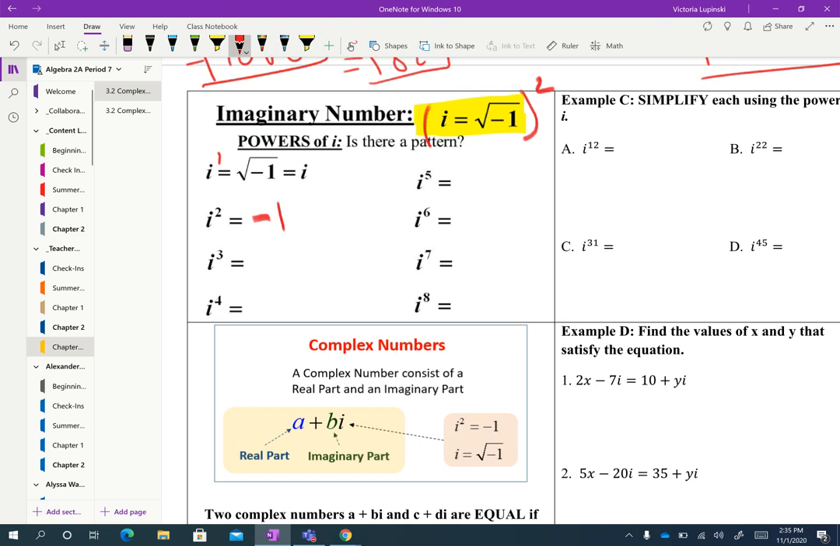I to the third, you could break into I squared and I to the first, because 2 plus 1 is 3. Because I squared is equal to negative 1 and I to the first is equal to I, you could actually say that I to the third is equal to negative I. And because I to the fourth can be broken up into I squared and I squared, both of which are negative 1s, you could say that I to the fourth is equal to 1.